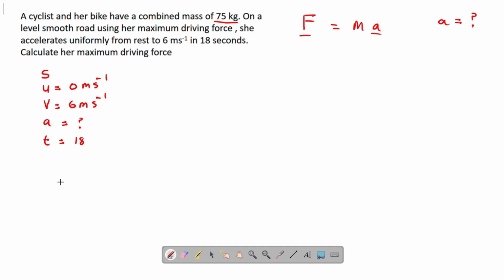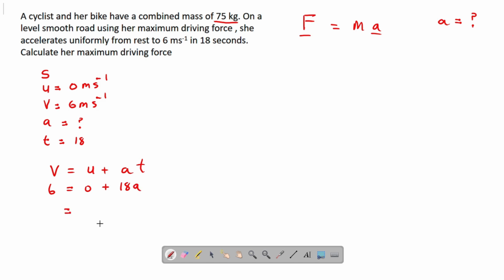So which of the equations do we use? Well, we know that v equals u plus at. So we could use this equation based on the information that we have here. Therefore, the final velocity is 6. The initial velocity u is 0 meters per second. And we want to find the acceleration, and we have the time as 18 seconds. Therefore, we have 18 times the acceleration, or 18a.